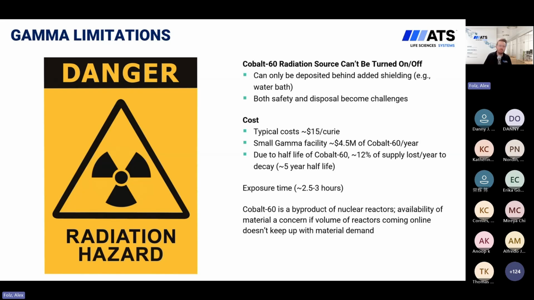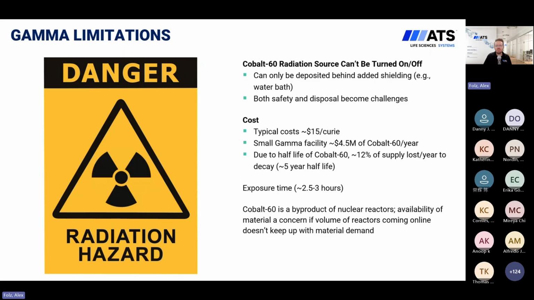So we've got the half-life of cobalt-60, which is approximately 5 years. We're looking at 12% of that supply lost per year. So eventually, you're going to need to get that cobalt-60 out of your facility and bring new material in. That also comes with a cost. Typical cost here is about $15 per curie. So for a small gamma facility, you're looking potentially in the range of $4.5 million of cobalt-60 per year.